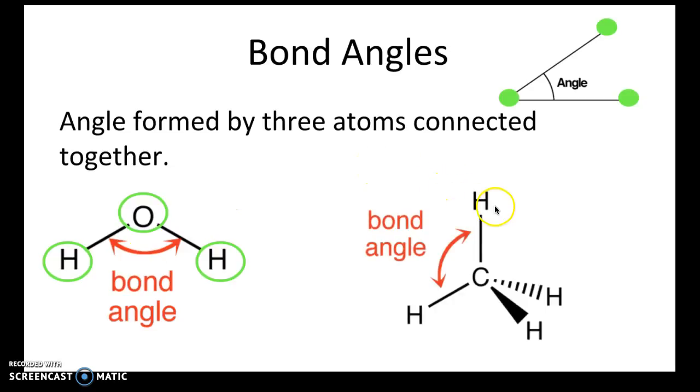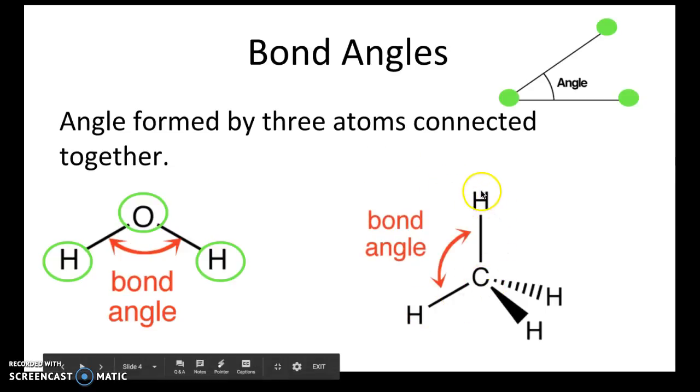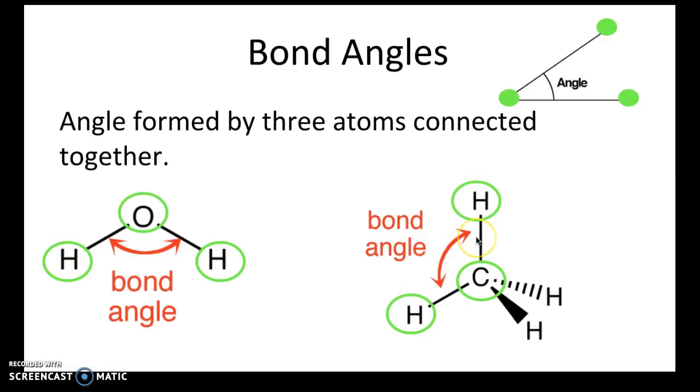Here's another example with methane. If you take these 2 hydrogens and this carbon, they're all connected together, and they would form a bond angle. So a bond angle is formed between 3 atoms that are connected together.